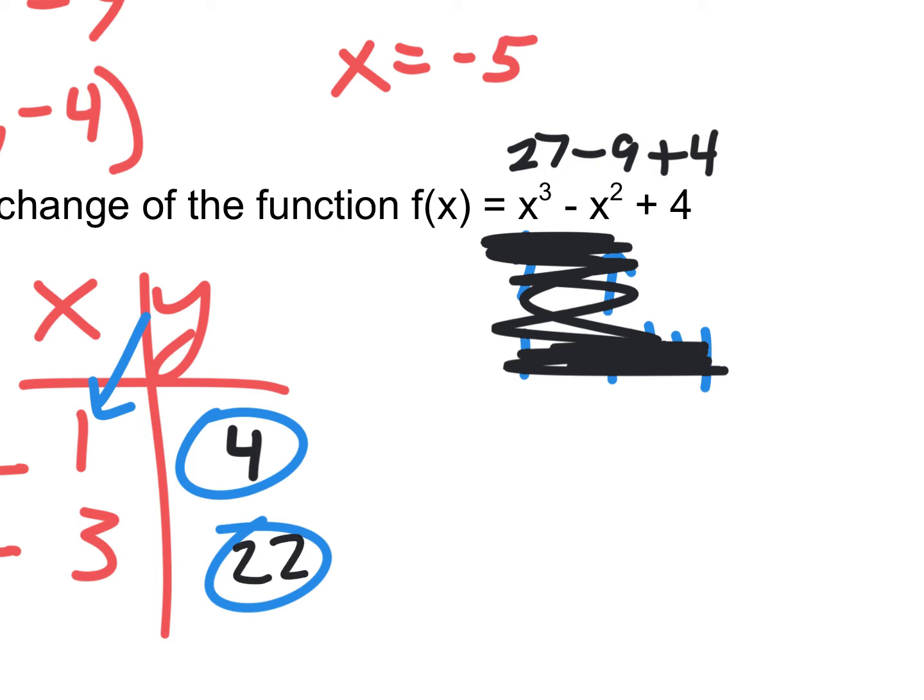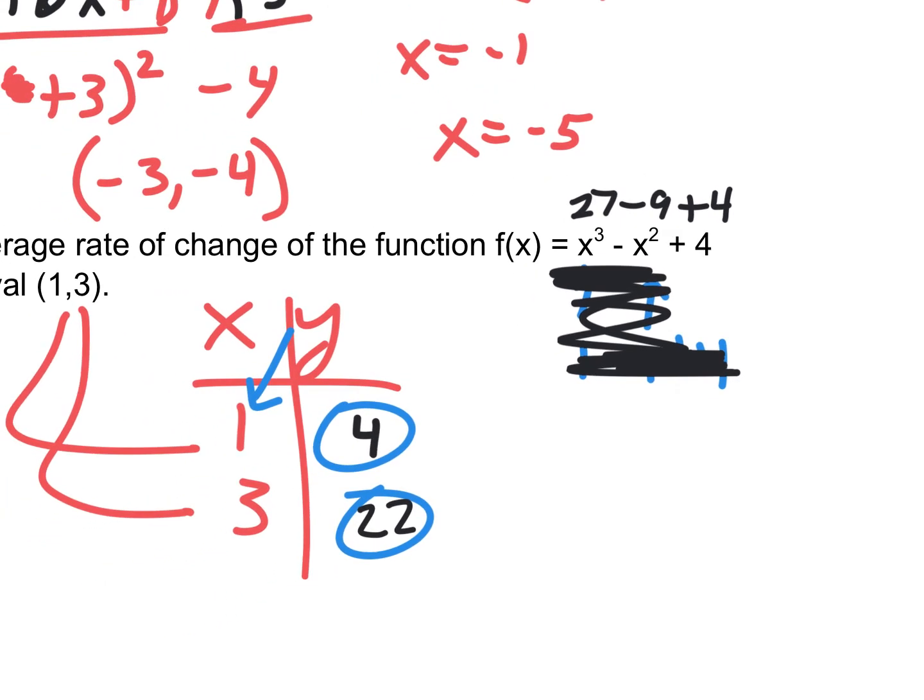And now finish it. The whole point was to find the average rate of change, which is like slope. So 22 minus 4 out of 3 minus 1. Nice. And then can you simplify that and get the final answer?